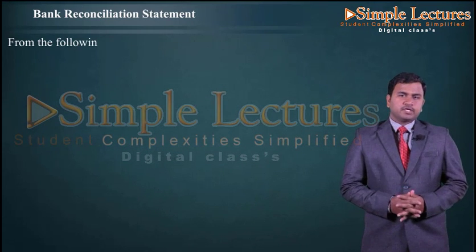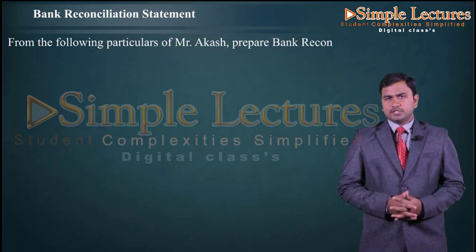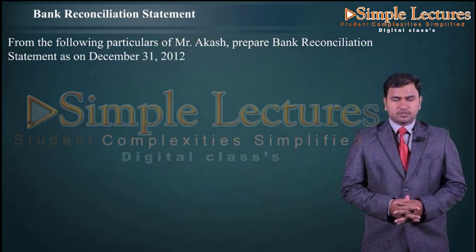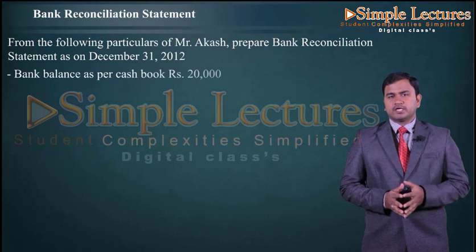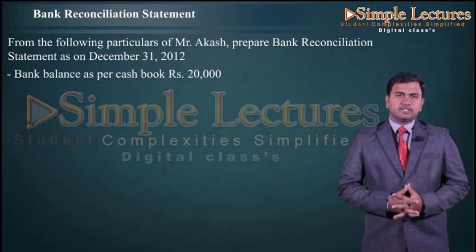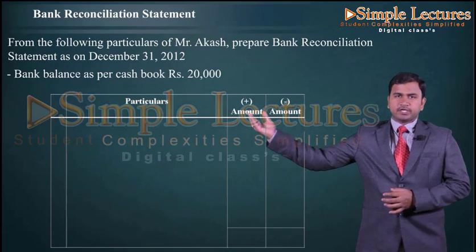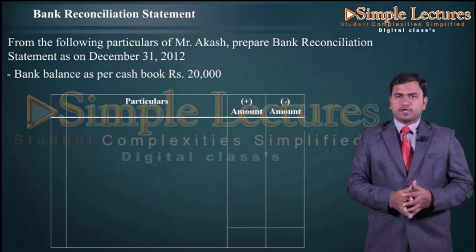From the following particulars of Mr. Akash, prepare a bank reconciliation statement as on December 31st, 2012. So we have the information, bank balance as per cash book rupees 20,000. Again the format we are going to take is serial number, then particulars, then positive amount, then negative amount.